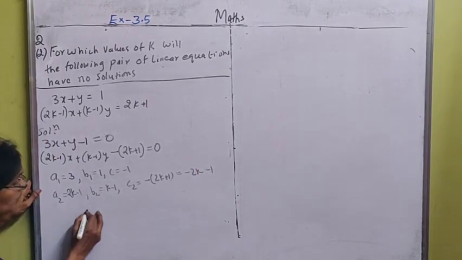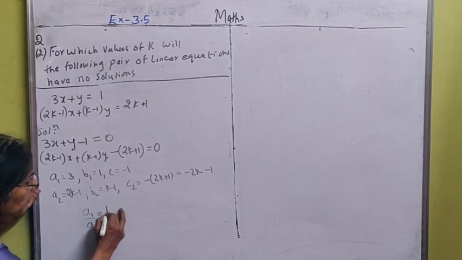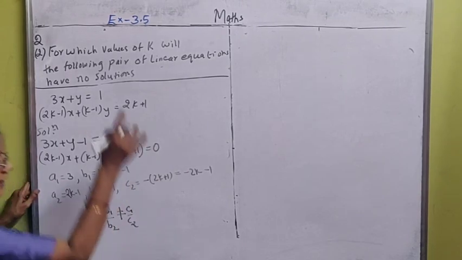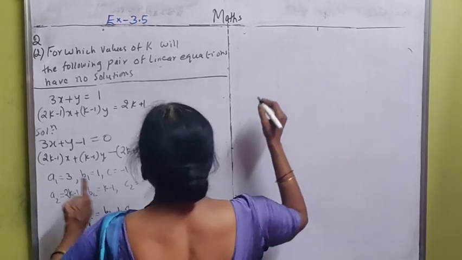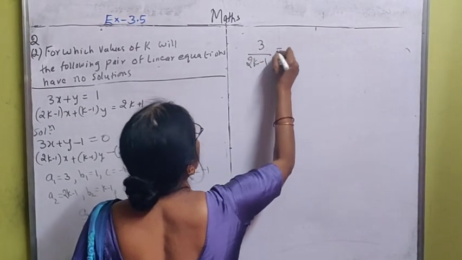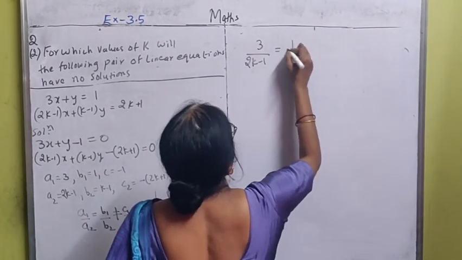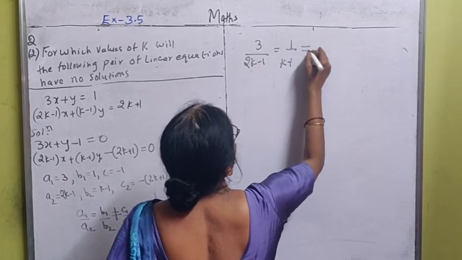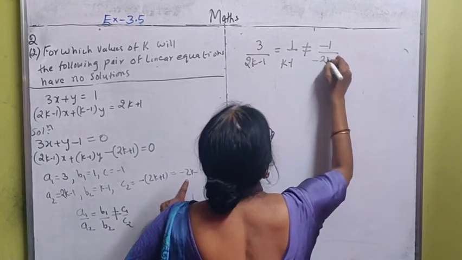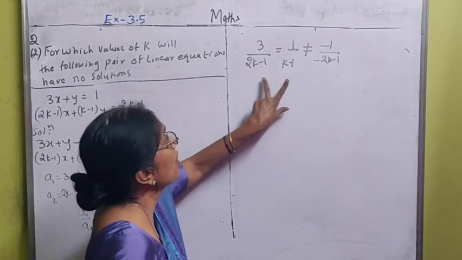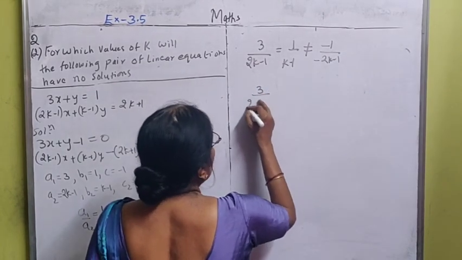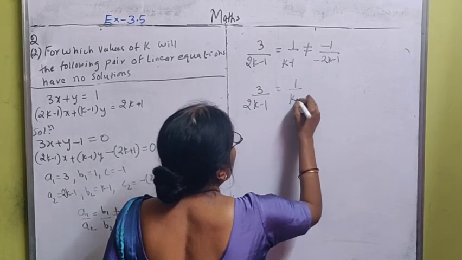Now what we have to see? No solutions. A1 by A2 should be equal to B1 by B2 is not equal to C1 by C2. So I will take it over that side. A1 value is 3 divided by A2 value 2k minus 1 is equal to B1 value 1 divided by B2 value k minus 1 is not equal to C1 value minus 1, C2 value minus 2k minus 1. Now C1 by C2 we don't need, we are going to take only A1 by A2 is equal to B1 by B2, we are going to compare this. So again I will write it down, 3 by 2k minus 1 is equal to 1 by k minus 1.